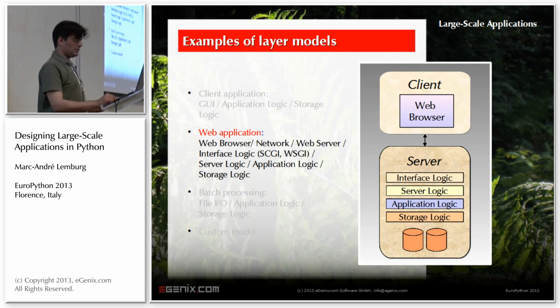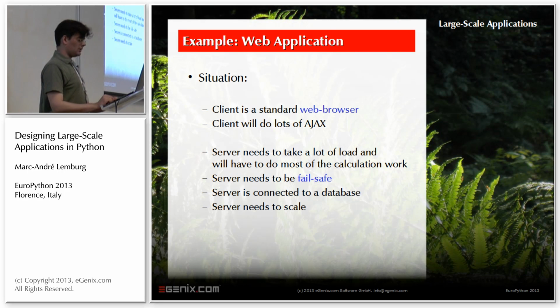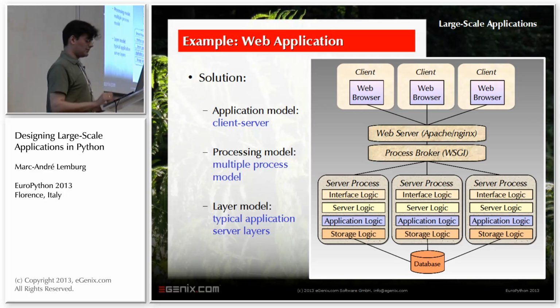For client applications, you just have the GUI, the business logic and the storage logic, so it's very, very simple. Web applications, you all know, I don't have to address that. For batch processing, you basically do I/O, and you need to, of course, attach the business logic and storage logic for that. Plus, you can have custom models depending on your needs. So let's look at the web application, because that's something that we probably all know. The client is a standard web browser, you want to do some AJAX. You have a server, it takes lots of load, has to do lots of calculations, has to be fail-safe, needs to scale, is connected to a database, nothing special there.